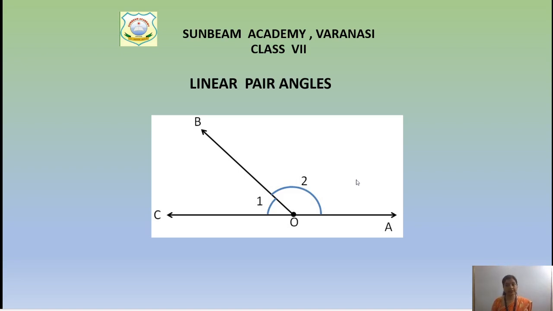Okay, so the definition of linear pair is that if there are two adjacent angles and their non-common arms are opposite rays, making a straight line, then those two angles will be linear pair angles. After that we can conclude that their sum will definitely be equal to 180 degrees.